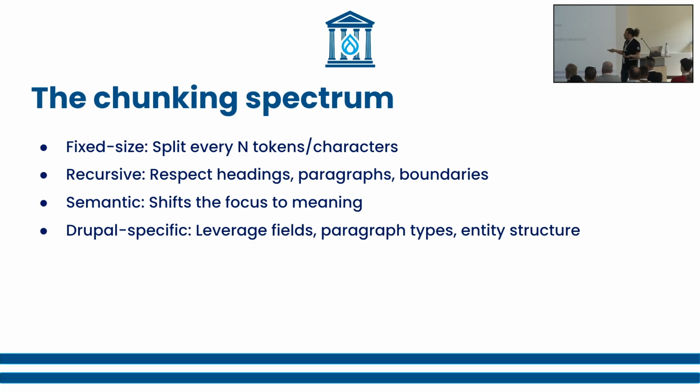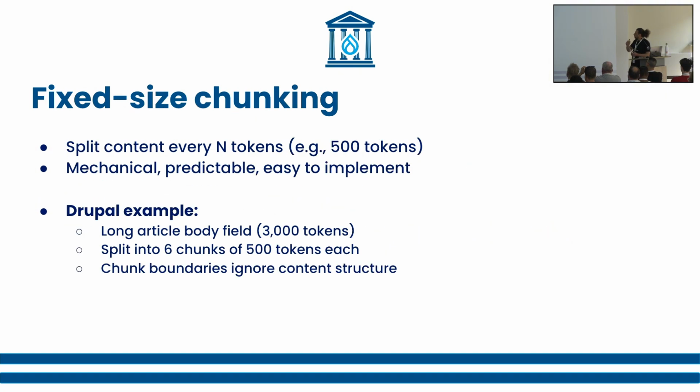Or, because we are in Drupal world, we have the Drupal specific. So we can do by field, paragraph type, entity, and so on. So the fixed size chunk, as we said, splits the content every number of tokens. For example, an article with 3,000 tokens, we can create 6 chunks, 500 tokens each. But the problem is that the chunk ignores the boundaries.